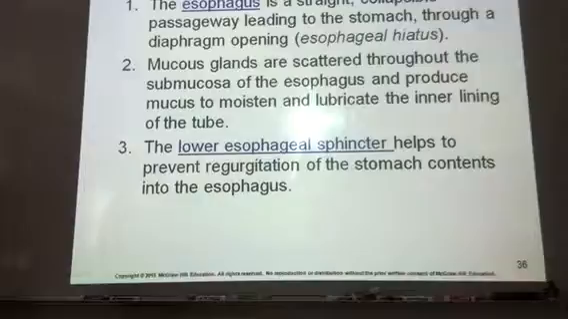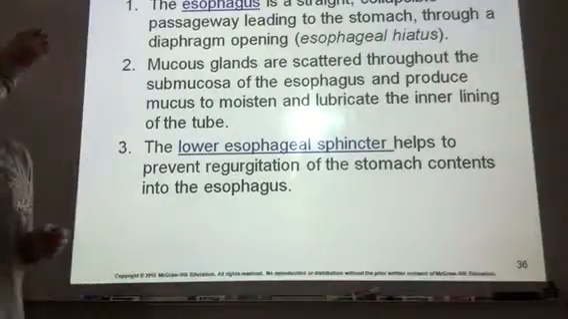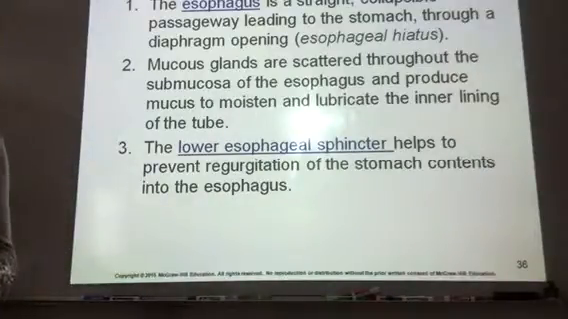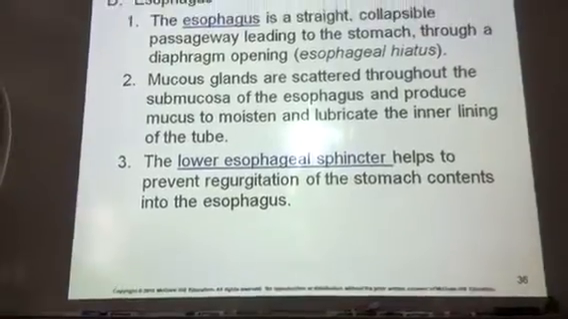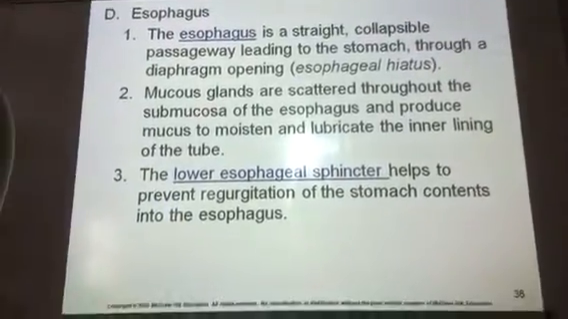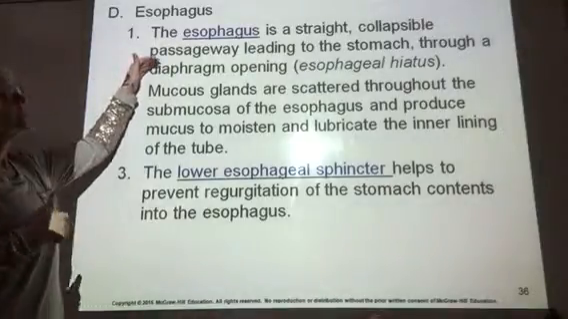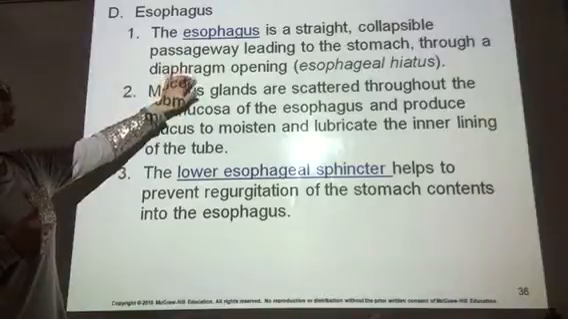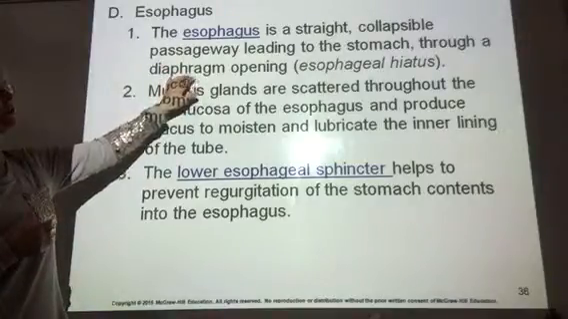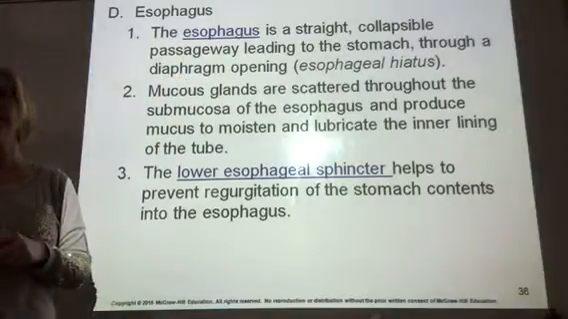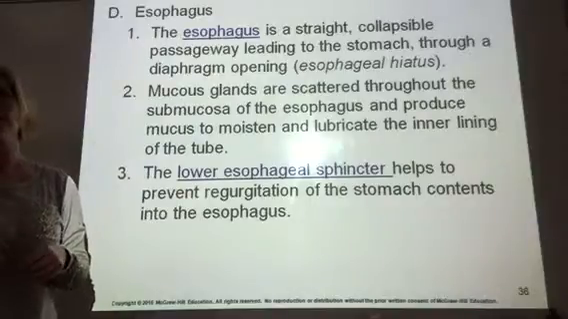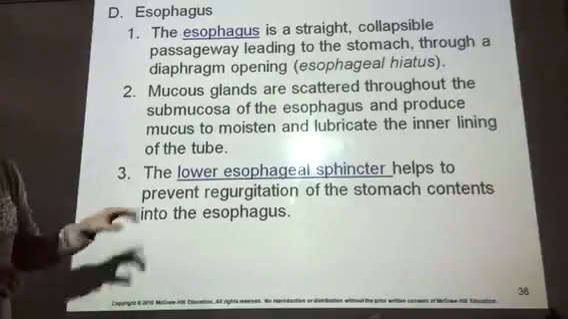The esophagus itself is a pretty much direct straight tube that leads down. It goes to the stomach, and then there's an opening through the diaphragm called the esophageal hiatus. So your esophagus goes through the diaphragm.